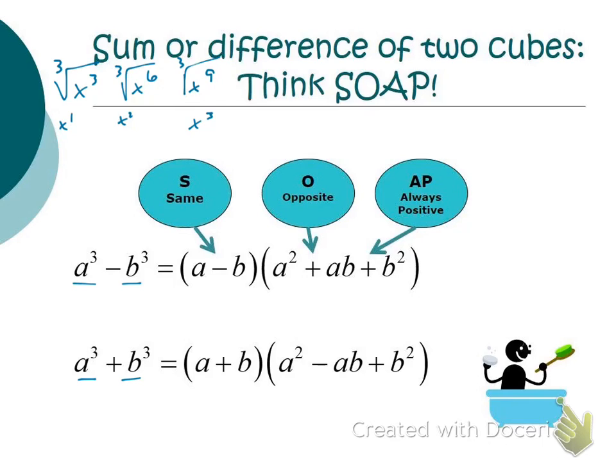And that's just going to come from experience. If we find that we have a sum or difference of cubes like this, then what we do is we cube root those two terms and we figure out what those cube roots are.